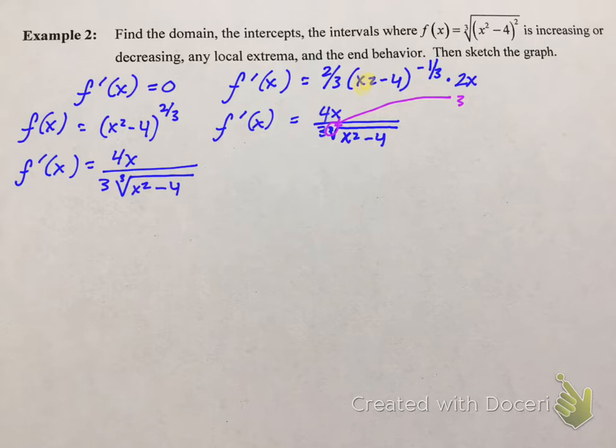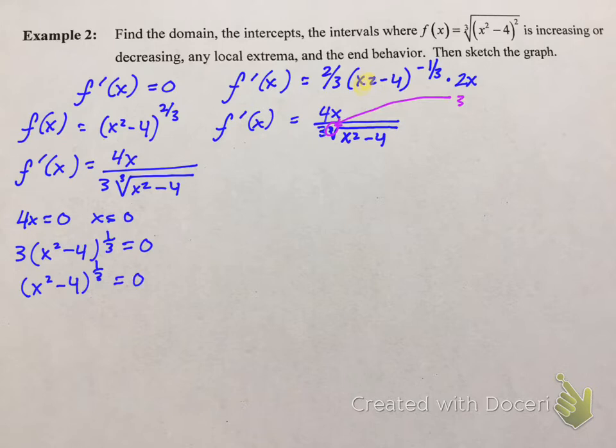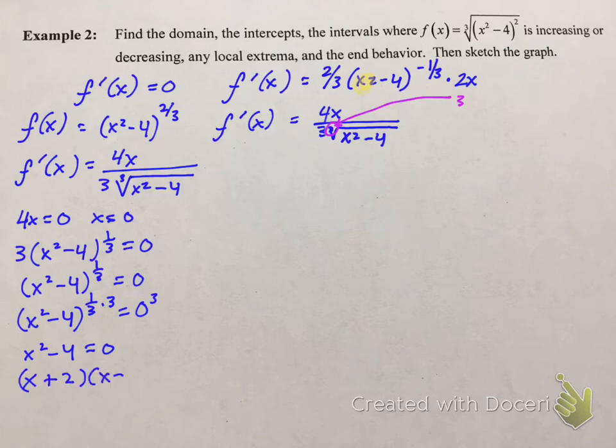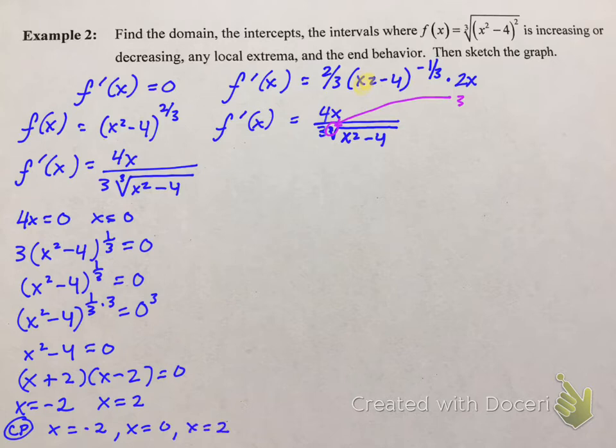Okay, so remember I have to set this equal to 0. If I set the numerator equal to 0, then x equals 0. If I set the denominator equal to 0, we have 3 times x squared minus 4 to the 1/3 power equals 0. So if I divide both sides by 3, I get x squared minus 4 to the 1/3 equals 0. Raising both sides to the power of 3, I get x squared minus 4 equals 0. Now I have x plus 2 times x minus 2, and I'm going to set those equal to 0. So x equals negative 2 and x equals 2. So my critical points, putting this all together, are x equals negative 2, x equals 0, and x equals 2.